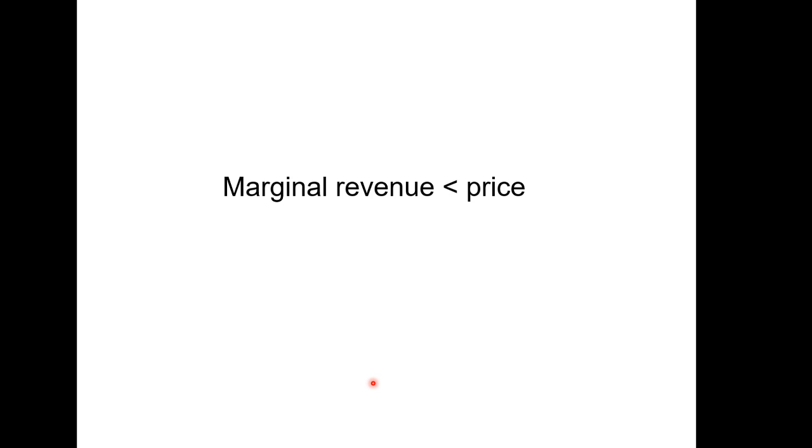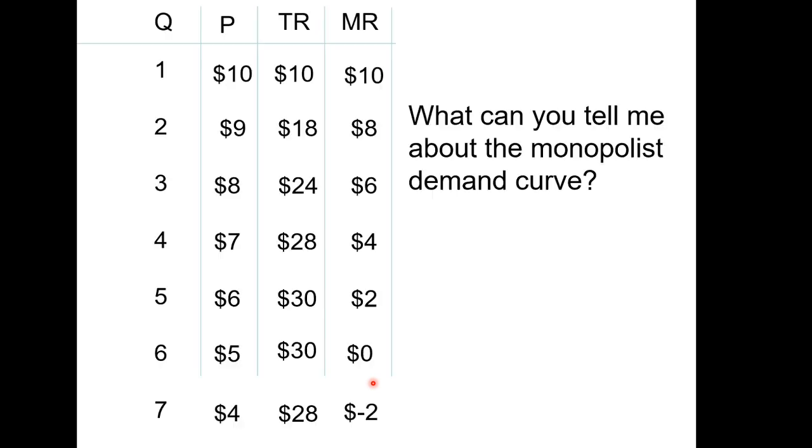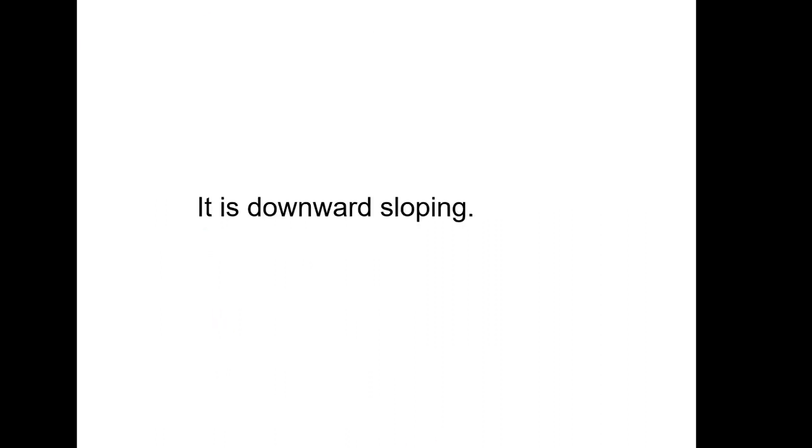All right, and then what we want to do is pull the chart back up for a second. What can you tell me about the monopolist's demand curve? Right, so 10, now I'm going to keep lowering the price. It is a downward sloping demand curve. So let's just recap for a second, right? The MR is less than price, and the demand curve is downward sloping.